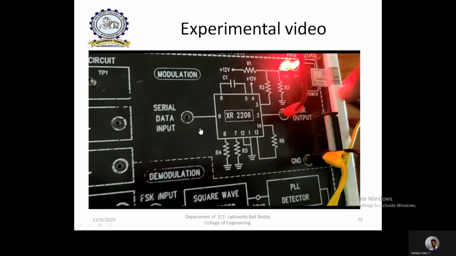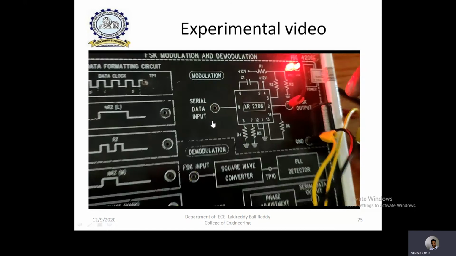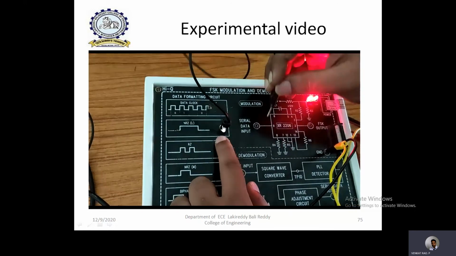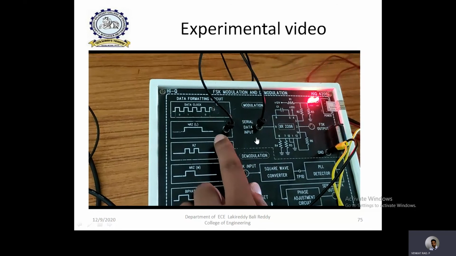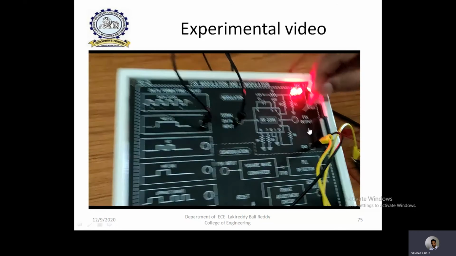So before that, here I am observing the default output of the modulation without connecting any input. Here I don't connect any input. So here I am observing the FSK output. So that default output is nothing but the carrier signal. Now let us see in the CRO. So this is the carrier signal. Now I am connecting the input to the modulation. Now I am going to observe what is the FSK output.